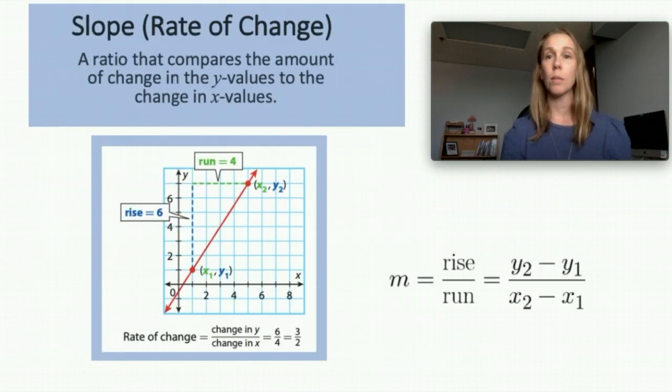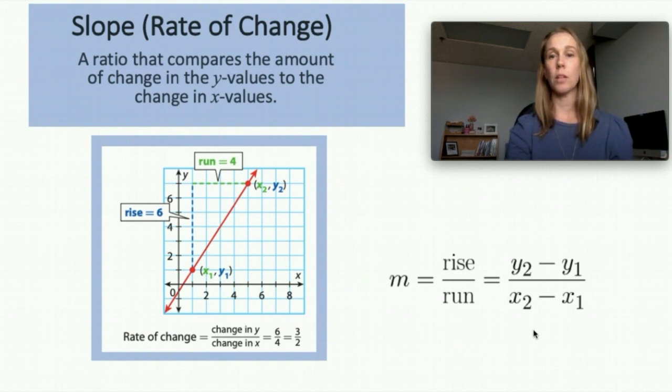Another way to think about slope, or rate of change: we just talked about slope being the steepness of a line, but to get more formal or more exact, it's a ratio that compares the amount of change in the y values to the amount of change in the x values. So here we have a graph. It's a non-proportional graph, but we can see the change in y over the change in x gives us the slope.